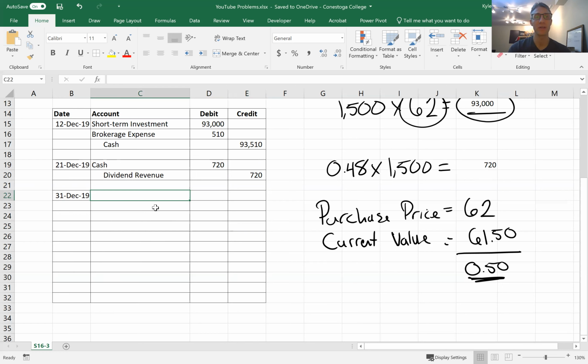So what we have to do here is calculate the total value of the loss. We have it here. This is per share. But remember, they bought 1,500 shares.